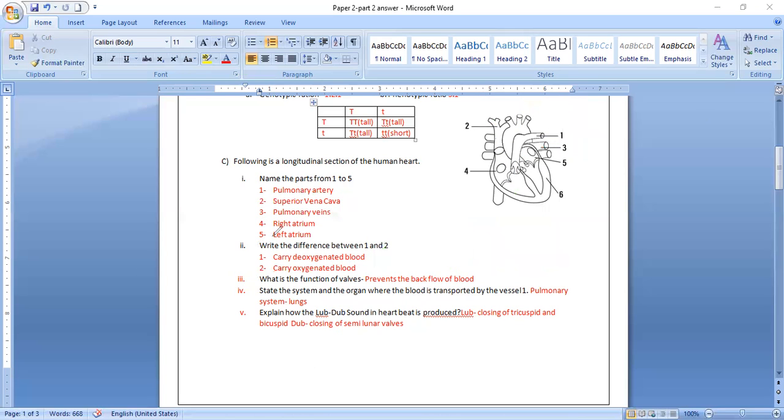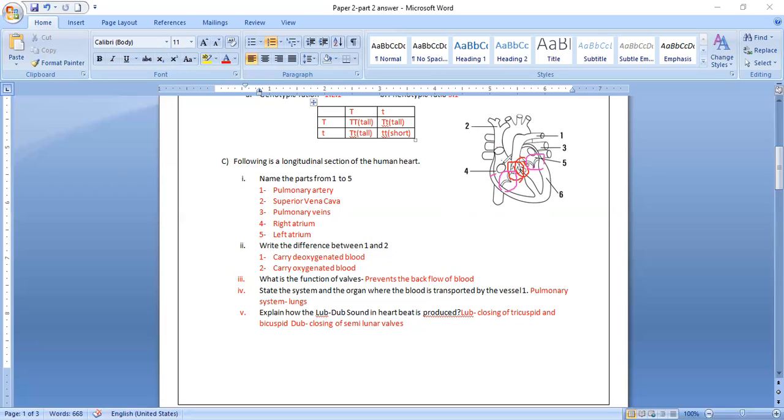Then the next one, what is the function of valves? So these are the valves. Here you have this valve, we call that the semilunar valve. That is present here, these two. The opening of the aorta and the opening of the pulmonary artery, we have the semilunar valves. And here in the left and the right, between the auricles and ventricles, we have the tricuspid and the bicuspid valves, right? So the main function is to prevent the backflow of the blood.